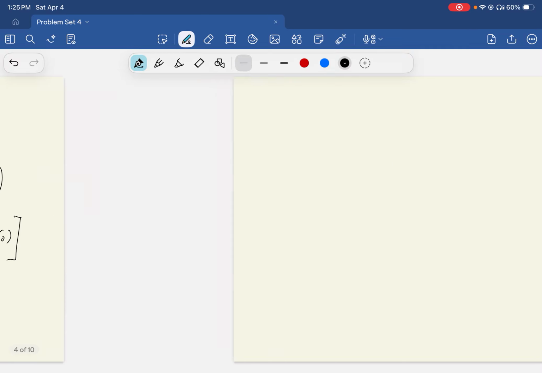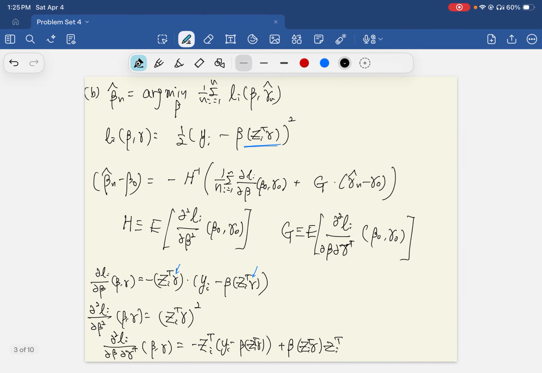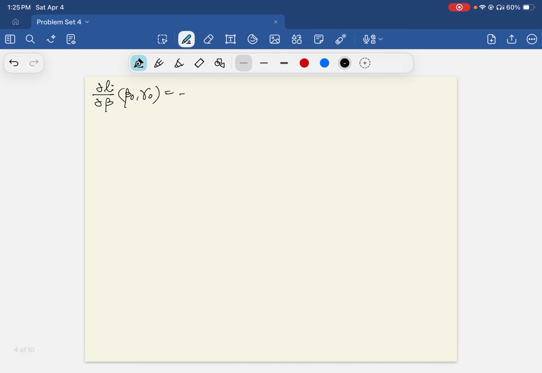All right, now let's calculate the first derivative first, at beta 0 and gamma 0. If you plug in beta 0 and gamma 0, then this part will become ui plus beta 0 psi i, as usual, right? I forgot, it is minus zi transpose gamma 0 times (ui plus beta 0 psi i). That is the first derivative.